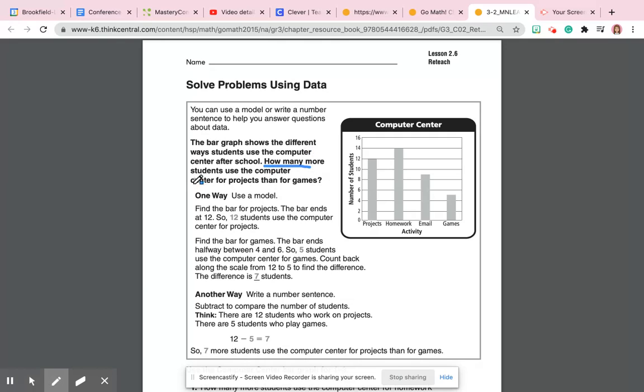All right, so we always underline the question. Now, we always box operation clues. Let us box the words, how many more? Because I know in my head that when I hear the words how many more, that tells me that I'm going to subtract. All right, so one way that we can solve it is to use the model.